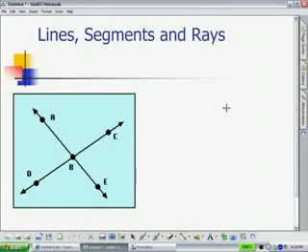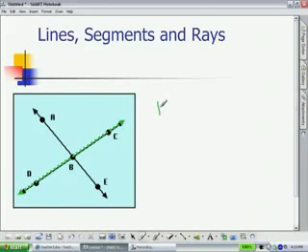This video is going to cover the difference between lines, segments, and rays. So here we see two lines that intersect at point B. Remember, intersect just means what they have in common, where they cross. And so let's pick one of the lines to talk about. For example, let's pick line DC.